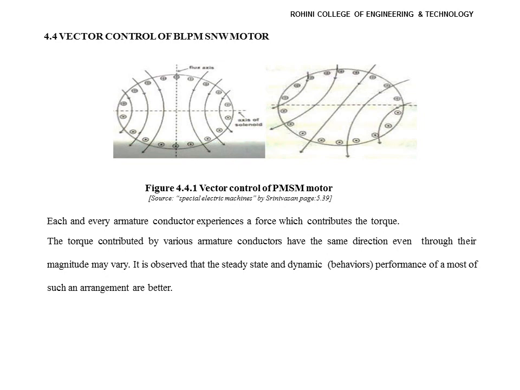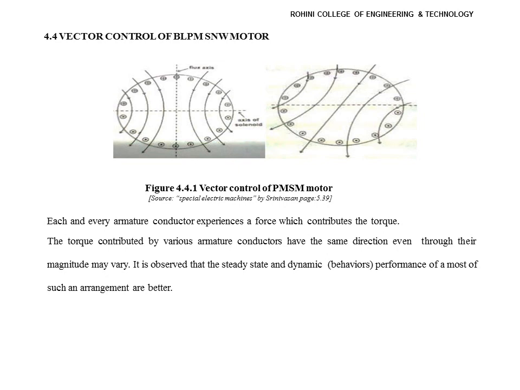Here, the electromagnetic torque in an electrical machine is developed due to the interaction of current carrying armature conductors with the air gap flux. Consider a machine whose armature conductor currents and air gap flux are shown in the figure. Each and every armature conductor experiences a force which contributes to the torque. The torque contributed by the various armature conductors is in the same direction. Even though the magnitudes may vary, it is observed that the steady state and dynamic performance of such arrangements are better.